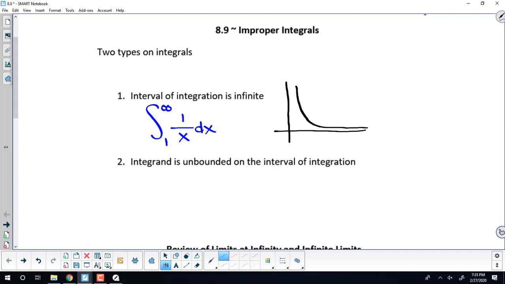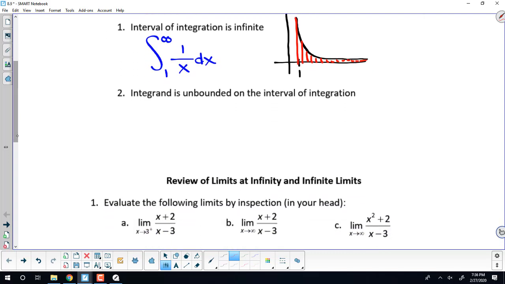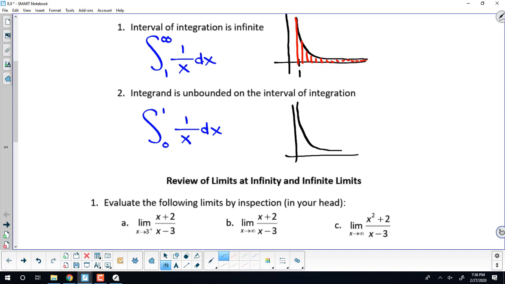It's like finding this area here. Interval of integration is infinite, or we could have an integral that's unbounded on the interval of integration. So like the integral from 0 to 1 of the function 1 over x dx. I don't know, not to scale, but we'll just say that's 1. So that area there. So yeah, you can integrate like up to a vertical asymptote.